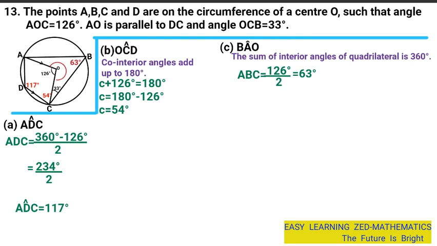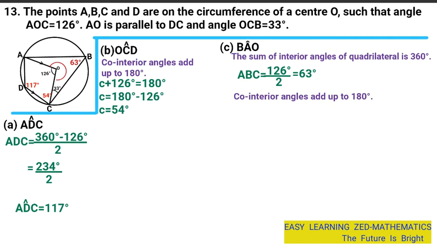Now the other angle whose value we can find is angle OAD, or angle DAO. The property we can use is the same one we used before, which is that co-interior angles add up to 180 degrees. So angle CDA is a co-interior angle with angle DAO. Therefore, when we add 117 to angle DAO, we should get 180 degrees.